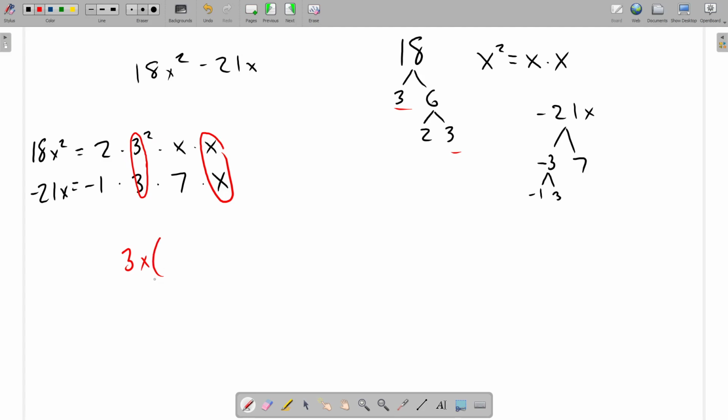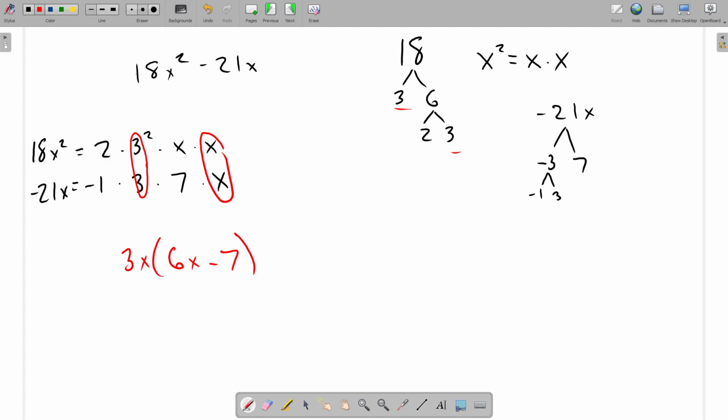But because we're factoring, I need to have what's left. What is everything that's left? Well, what's left of the 18x squared? There's a 2. There's still a 3 left because there were 2 of them here, and an x. So 2, 3, and x. Well, 2 times 3 is 6, times x is 6x. I'm left with a 6x. What's left from the negative 21x? Negative 1, 7. Negative 1 times 7 is negative 7.